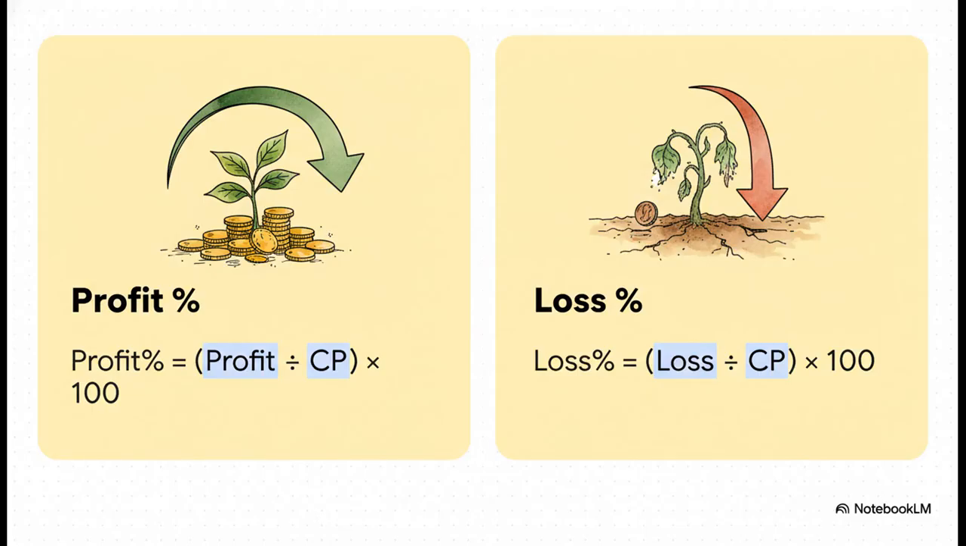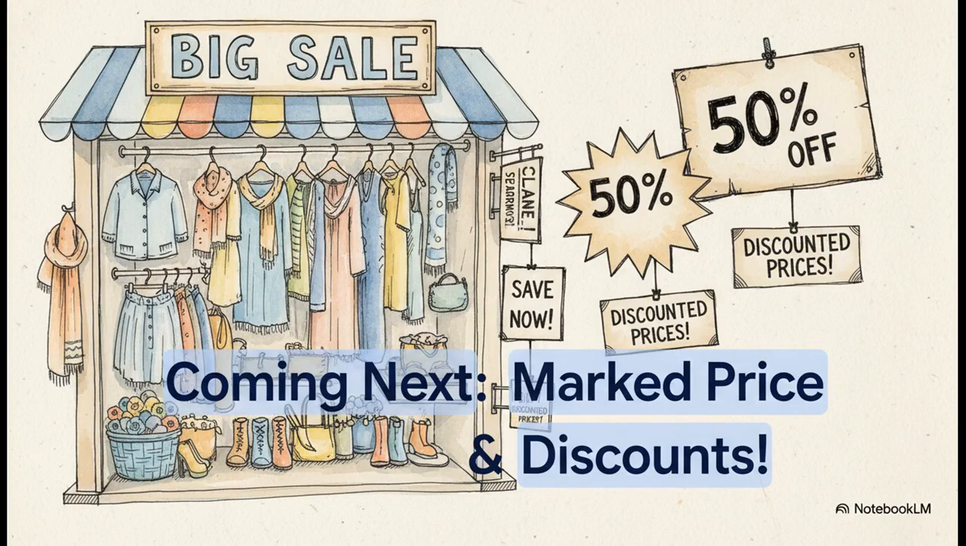So, one last look. Here they are, the 2 formulas side by side. You can see just how similar and simple they really are. It's always the profit or the loss divided by the cost price times 100. That's it. And just like that, you have totally demystified profit and loss percentage.